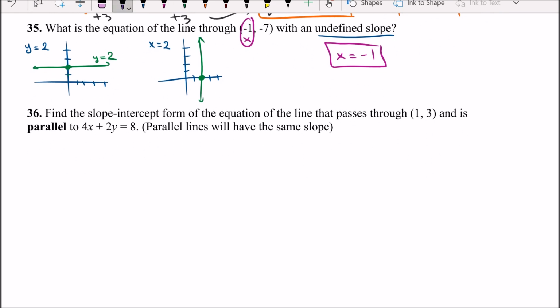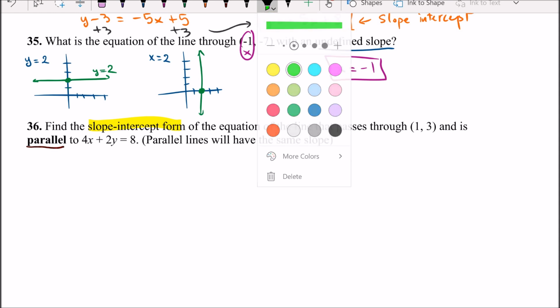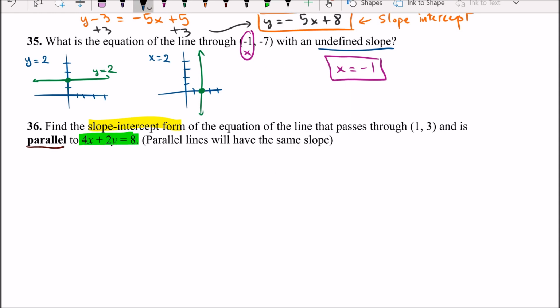Problem 36. Find the slope-intercept form of the equation of the line that passes through point 1, 3 and is parallel to 4x plus 2y equal to 8. So the note I leave for you here is parallel lines will have the same slope. So what does it mean? When you write an equation, you need slope and a point. So based on this equation, you can find out the slope.